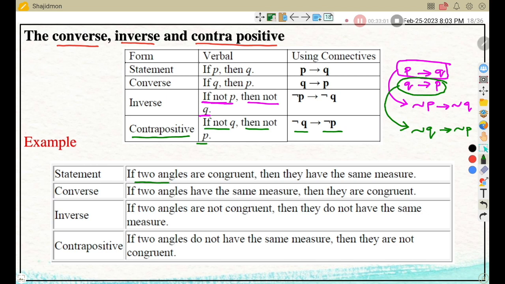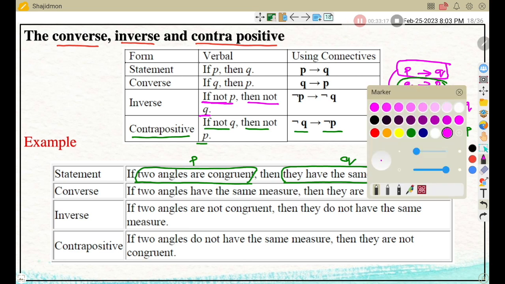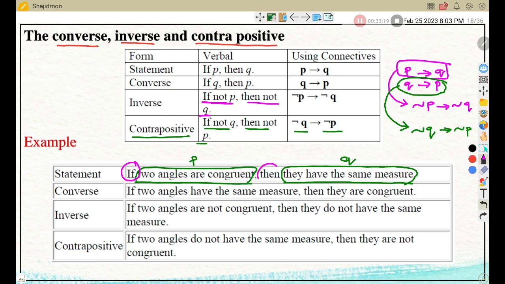Statement: if two angles are congruent, then they have the same measure. Two angles are congruent, this is called P. They have the same measure, this is called Q. As I told you, if and then, if comma then means implication, one conditional. So P implies Q, where P means two angles are congruent, and Q means they have the same measure.